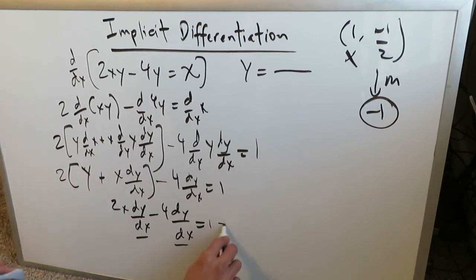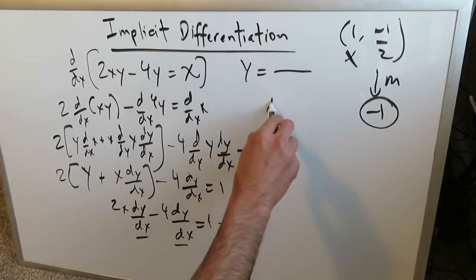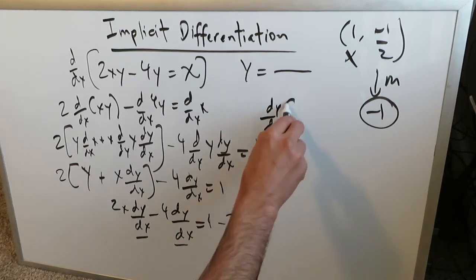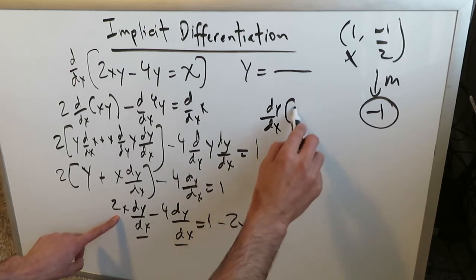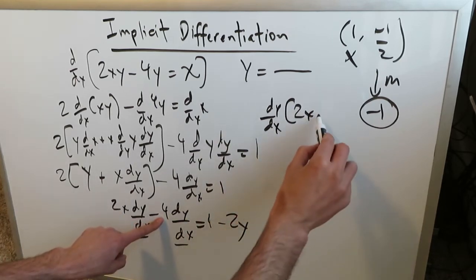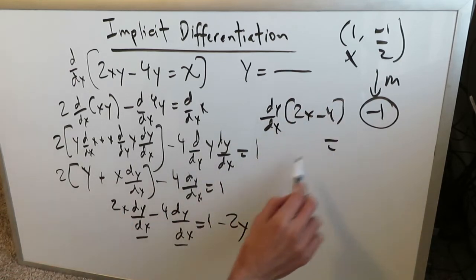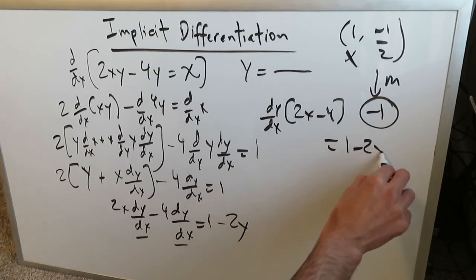Watch what happens. You get 1 minus 2y. I've done nothing fancy over here. I've just taken the 2y on the other side. Isolate dy/dx. It goes in this 2x times. It goes in this minus 4 times. And it was equal to 1 minus 2y.